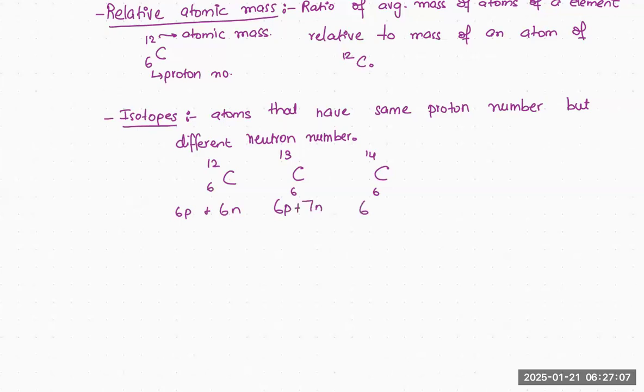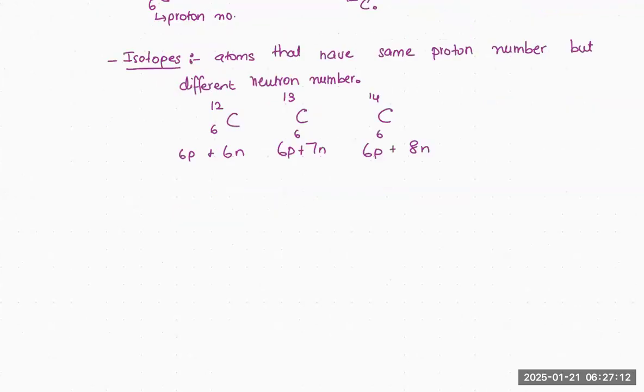Now, you are often going to be asked to do calculations about the relative isotopic or relative atomic mass. So you will be given two things: the mass of the isotope and the abundance of the isotope. So for example, let's take bromine. We have bromine 79 and bromine 81.